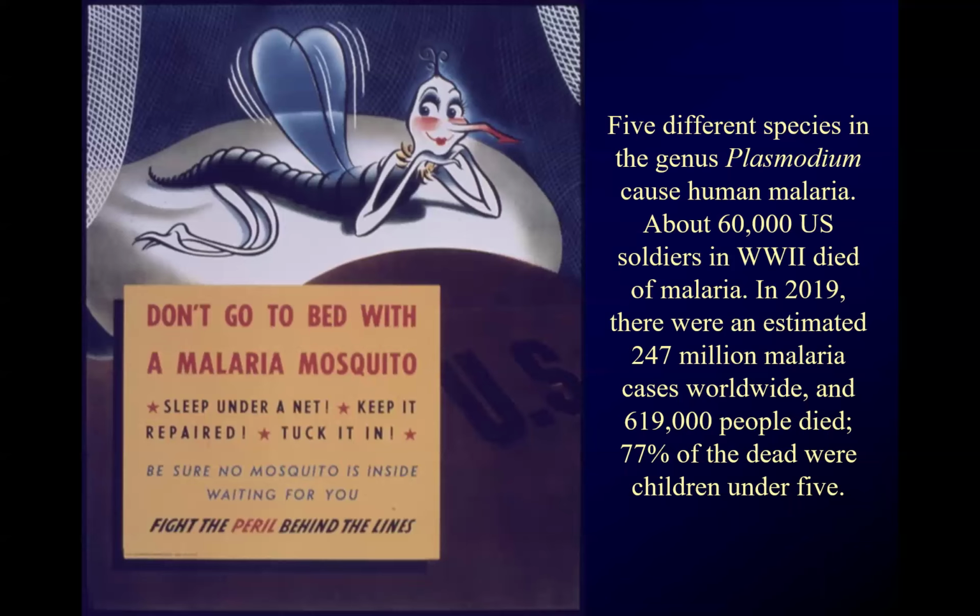So soldiers were periodically ordered to take these tablets that would protect them, containing a medication called atabrine, and they were ordered to use mosquito netting and make sure the mosquitoes didn't get in. So here you can see, don't go to bed with a malaria mosquito. That's probably quite a lot of things in that war that the soldiers had to be warned not to go to bed with, one of which was mosquitoes.